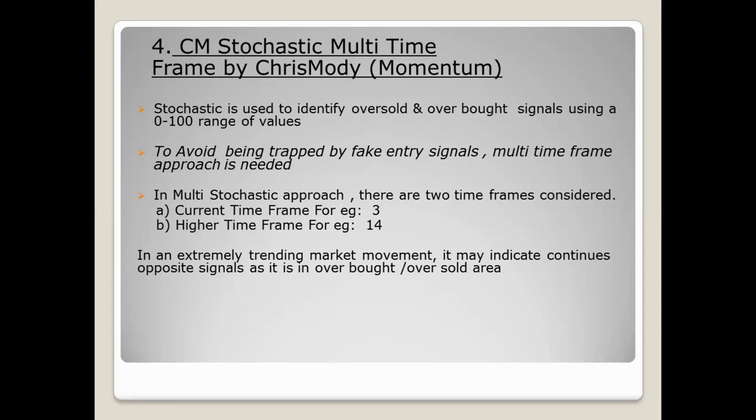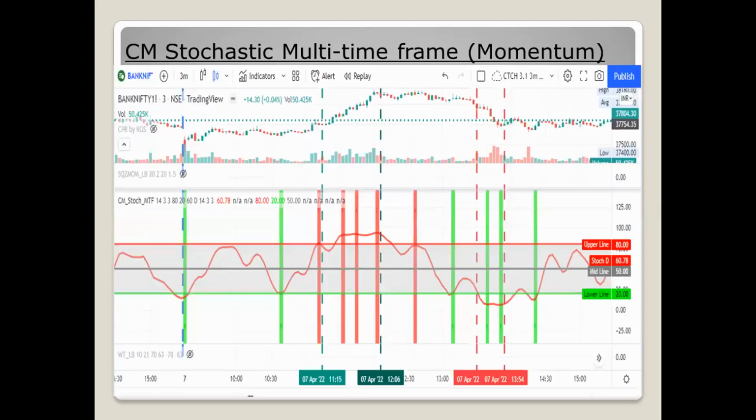So in a multi-stochastic approach, in extremely trending market movement, one thing we need to notice about the CM stochastic multi-time frame indicator is that sometimes the market is heavily trending. It will be in the overbought or oversold area. It will be giving a continuous opposite signal. So I will show that in the next slide.